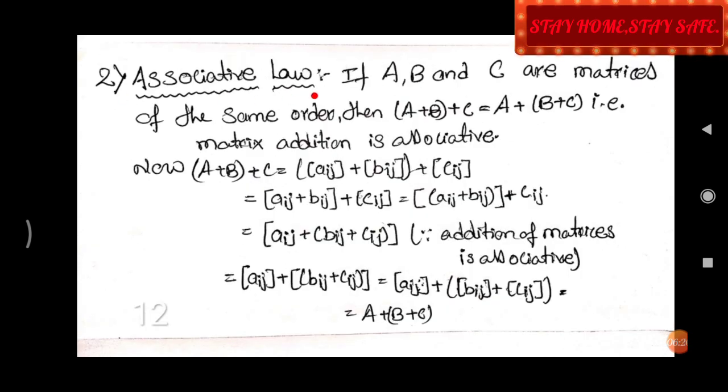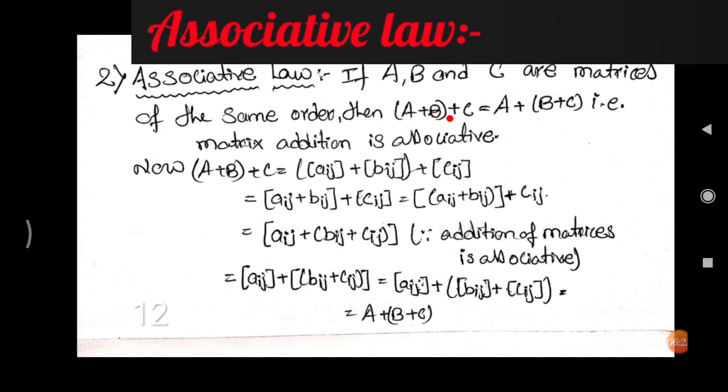Next in line, the associative law. If a, b and c are matrices of the same order, then a plus b plus c is equal to a plus b plus c with the brackets shifted. That is, matrix addition is associative. We must remember from our elementary studies that the associative law means 1 plus 2 plus 3 is equal to 1 plus 2 plus 3. It means 1 plus 2 is 3 and 3 plus 3 is equal to 6. And in the second part, 2 plus 3 is equal to 5 and 1 plus 5 is equal to 6. So on both sides we get 6 in the example.